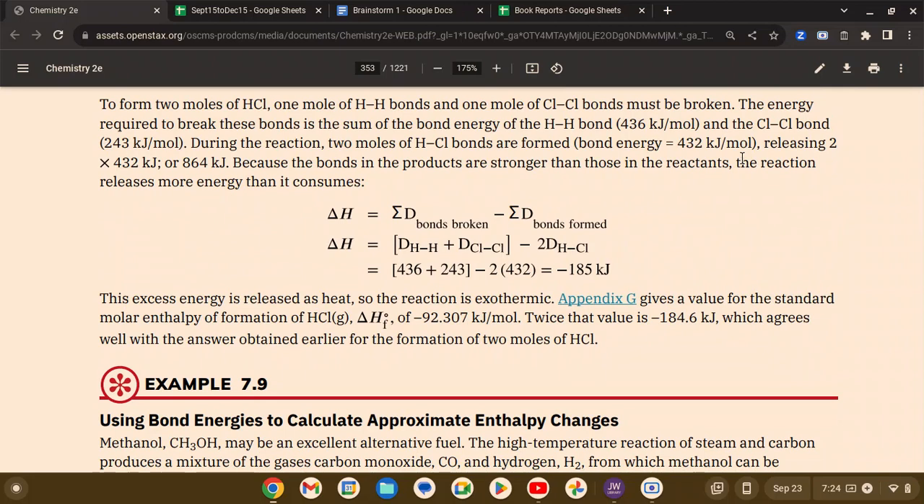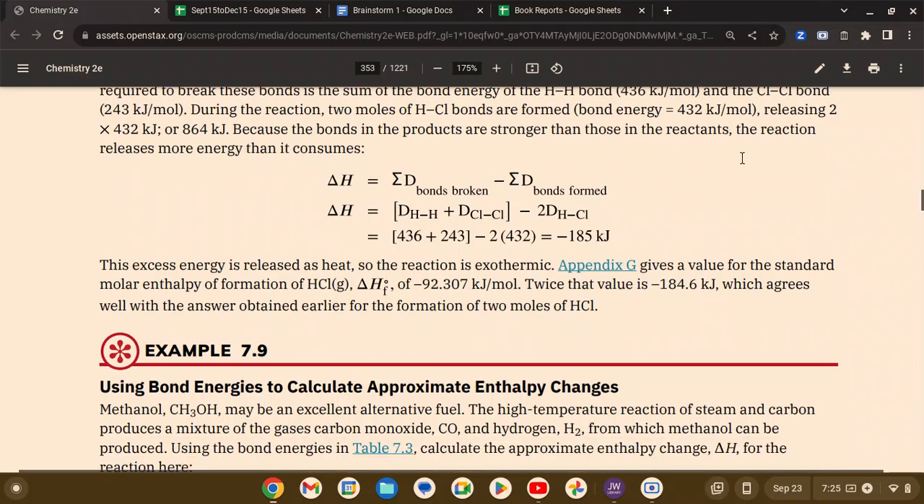Appendix G gives a value for the standard molar enthalpy of formation of HCl: delta H formation of negative 92.307 kilojoules per mole. Twice that value is negative 184.6 kilojoules, which agrees well with the answer obtained earlier for the formation of the 2 moles of HCl.